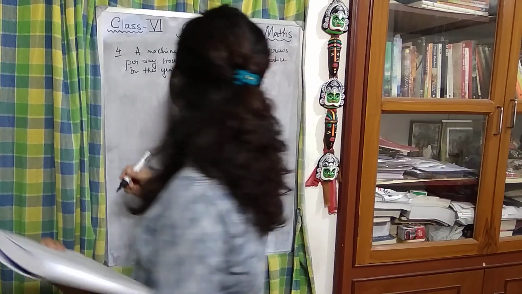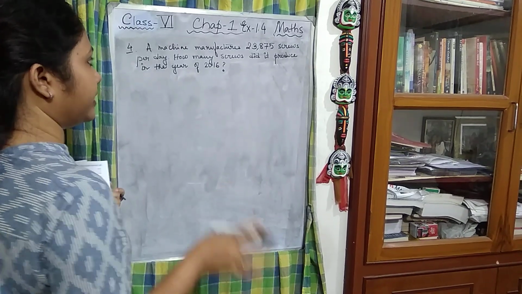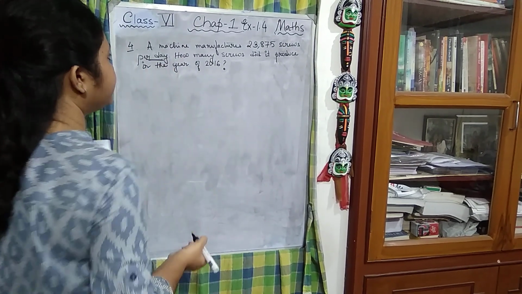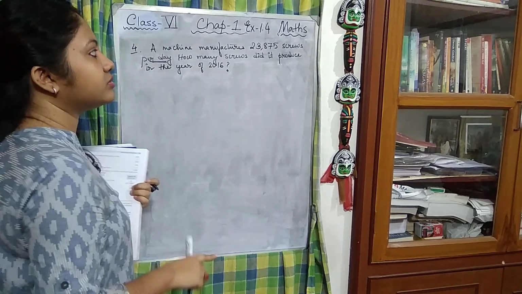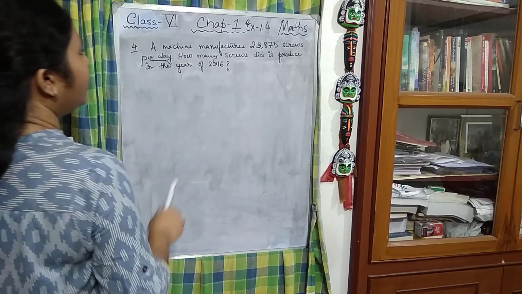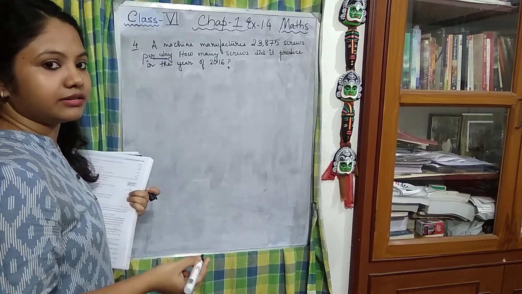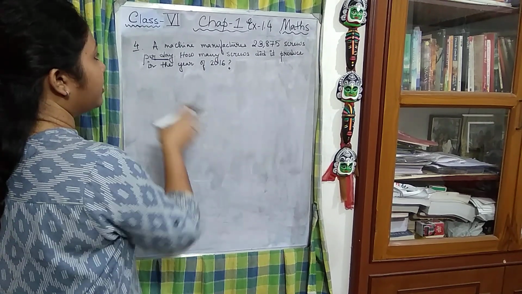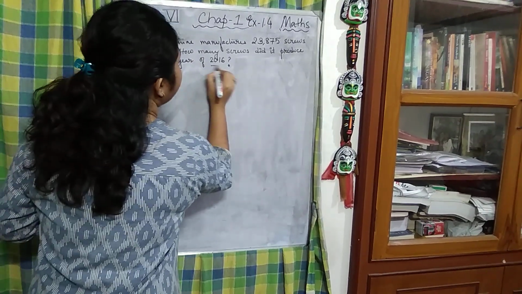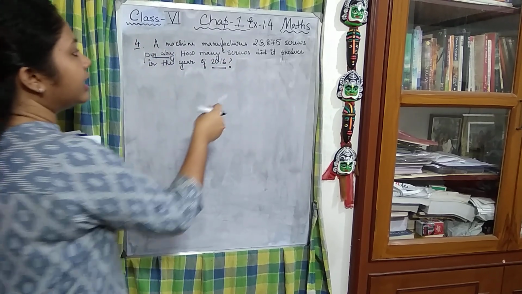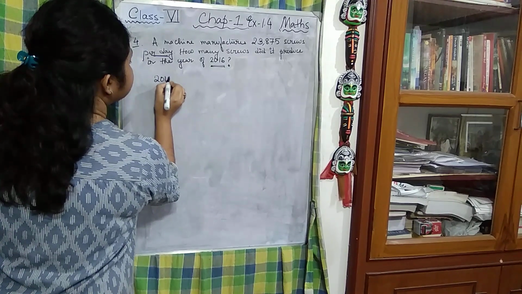Now coming to question number 4. It says a machine manufactured 23,875 screws per day. Now note this phrase per day. I have always said per day means 1 day. In 1 day, how many screws are manufactured? 23,875. They have asked how many screws it produced in the year 2016, when the machine manufactures screws every day of this year. So first we have to take into account which kind of year 2016 is.